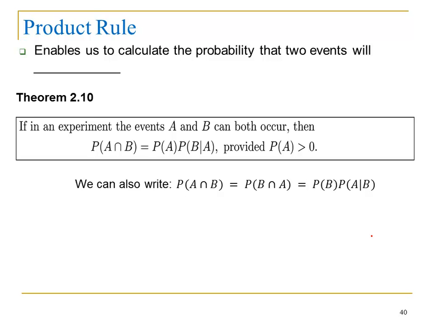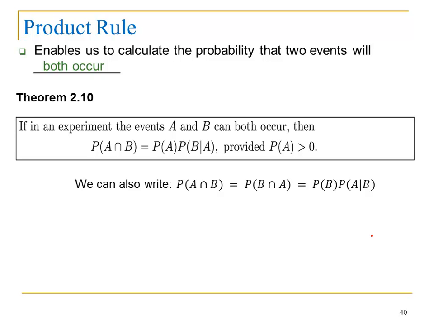Now, let's talk about the product rule. That enables us to calculate the probability that two events will both occur. Basically, what we're doing here is just solving for the intersection of the events. So if you move the denominator of the previous expression to the right, then you'll get the product rule.